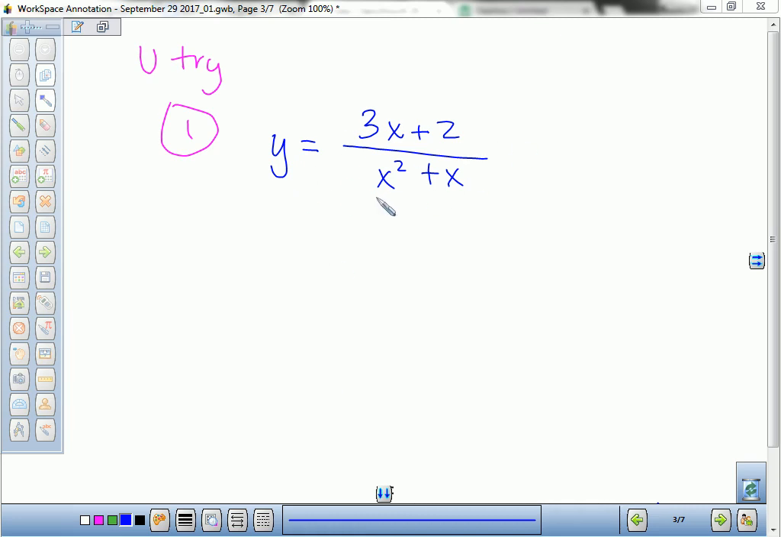So what we have to do is factor our denominator. We factor out the x. Okay? So that's what we want to break this up into: x and x plus 1. We are undoing.